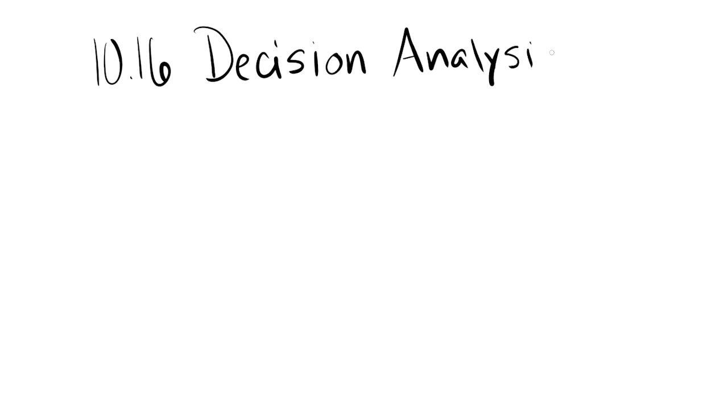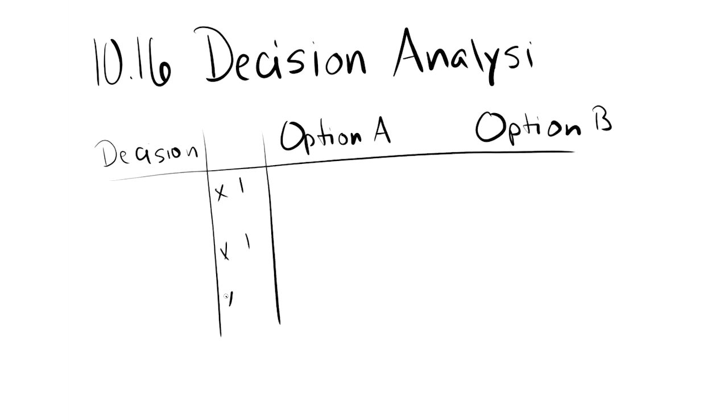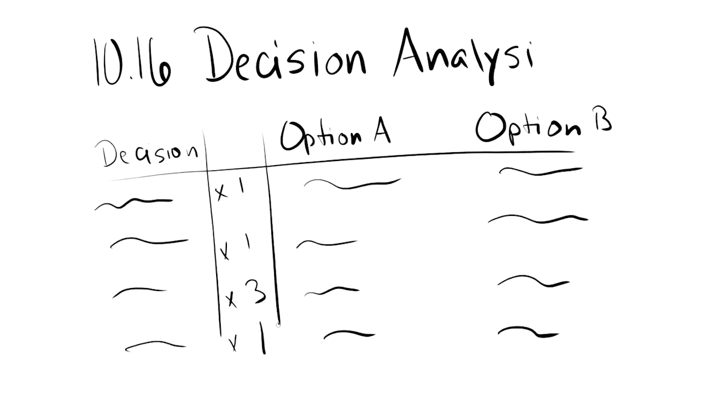10.16, decision analysis is about organizing information to make it easier to make a decision. There are different ways to accomplish this, but a common method is a scorecard with all the variables listed, values assigned and weighted, and seeing how different choices stack up side by side.